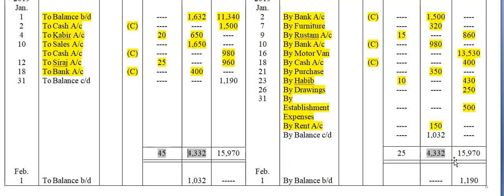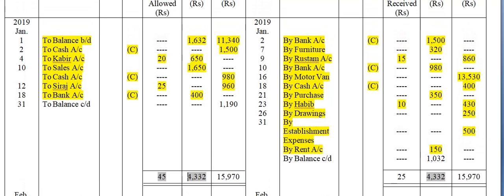And what you do is that you have a calculator. Use the calculator and subtract from 4332: 1500 minus 320 minus 980 minus 351 minus 150. Then you will get this balance, 1032. So this is your balance CD. So you would record it as by balance CD 1032 for the cash.